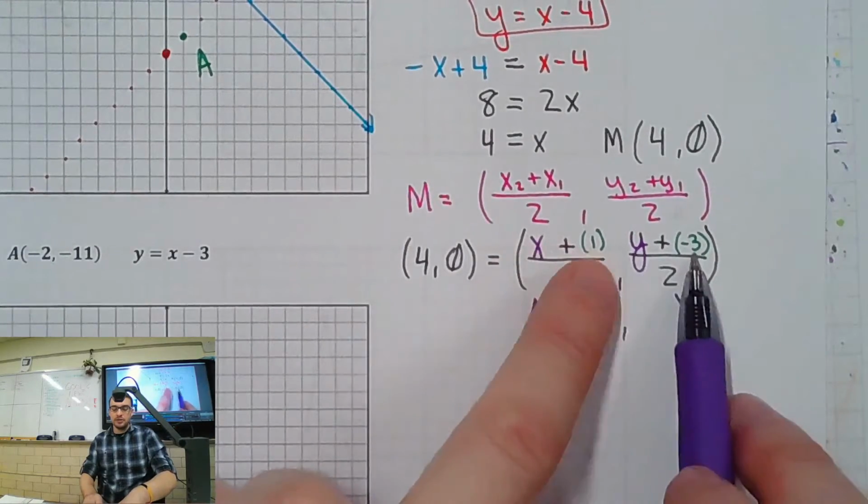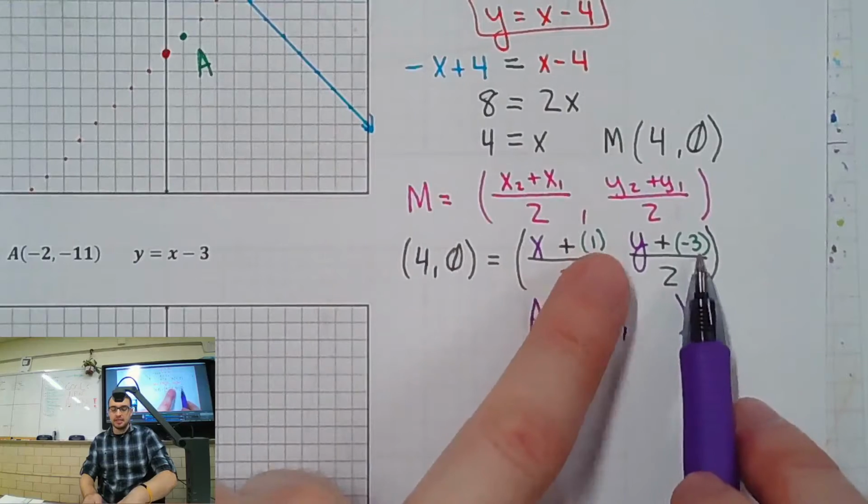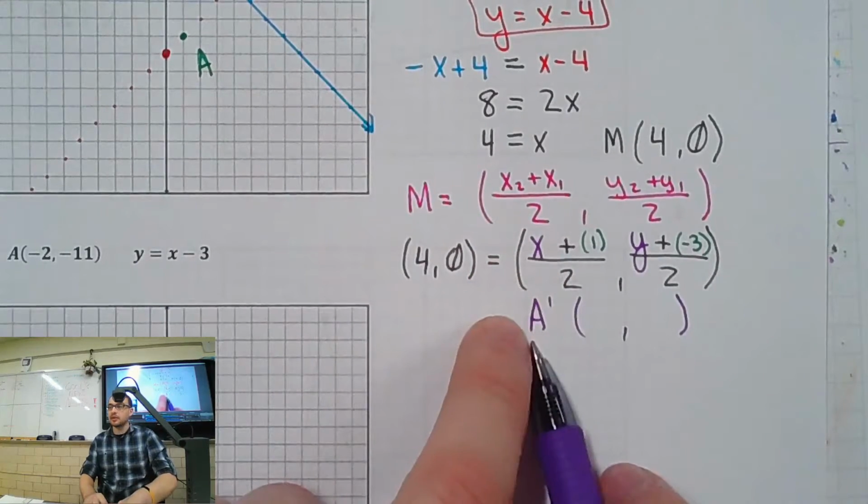Here are our 2 endpoints. I know one of them, so I plugged it in. That's A. The other endpoint is A prime, the thing we're looking for. The flip.